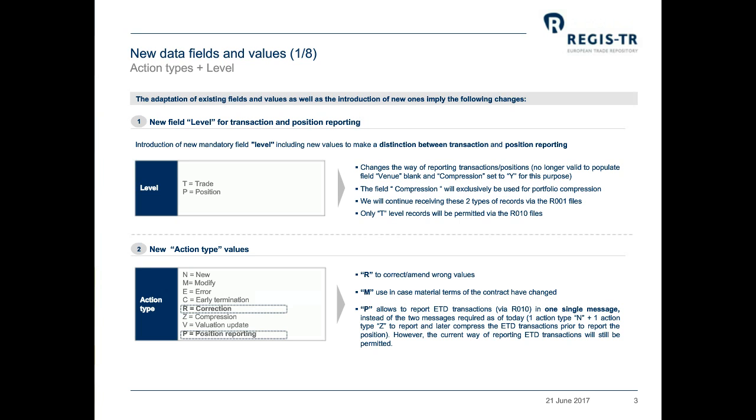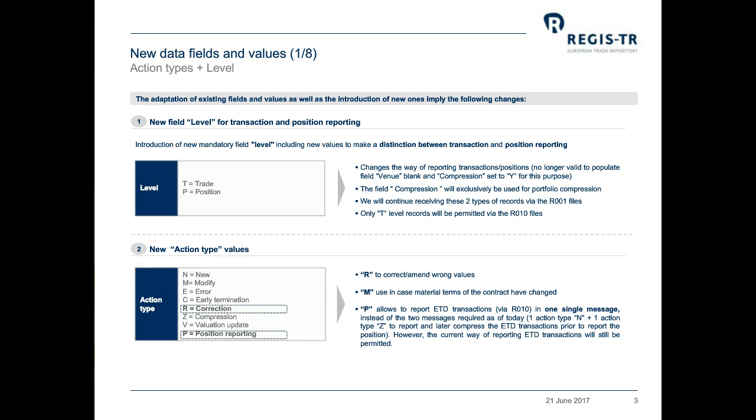However, those clients who don't want to change this flow can still report in the current way. Although I will go into more detail on the next slide, let me anticipate that records with level P will only be permitted in the R001 file, while records with the action type P will only be permitted in the R010 file.